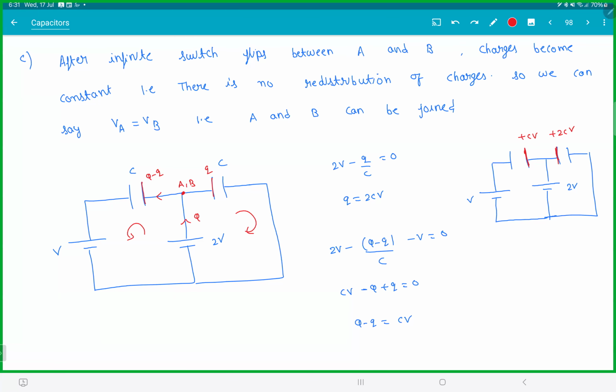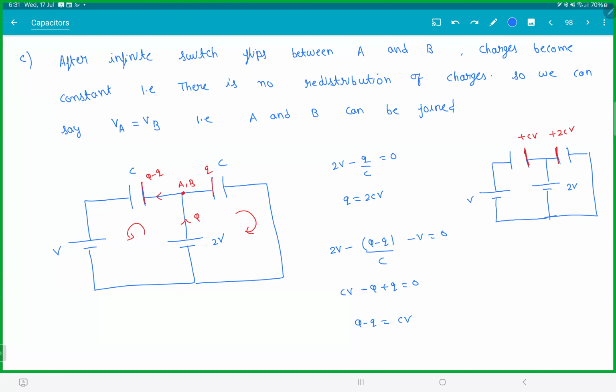So instead of doing it n number of times and then putting n tends to infinity, you can come up with this logic saying every time the charge goes to the right side capacitor, at one point the right capacitor will be full. It won't let any more charge come inside. Is this clear, everyone? Nice, Ishan.